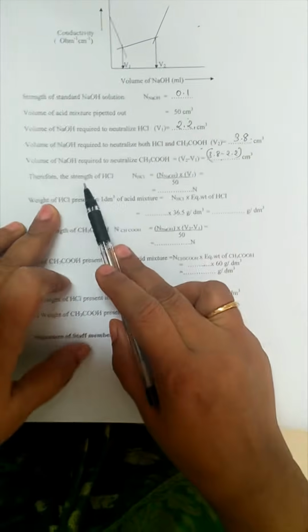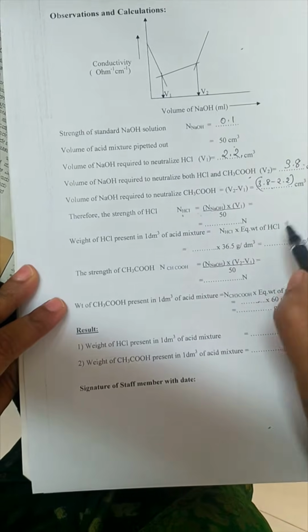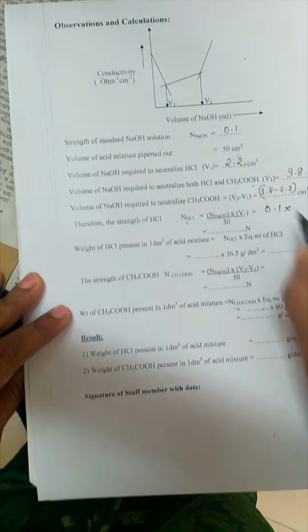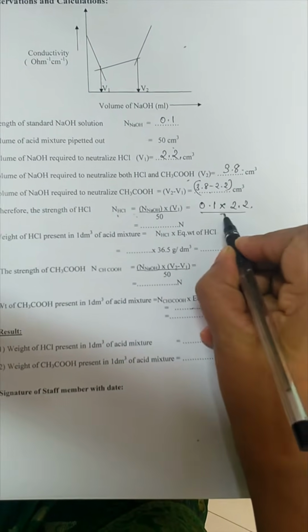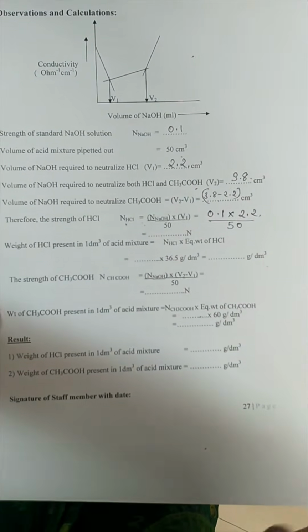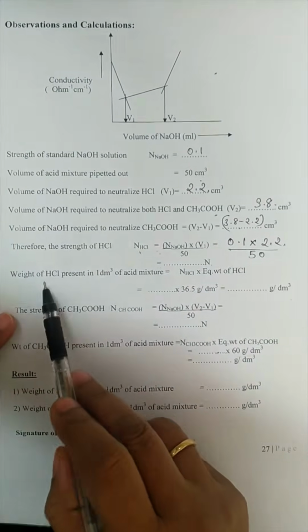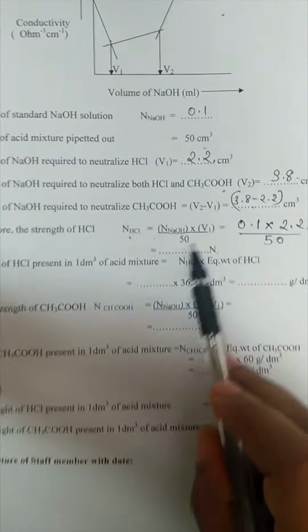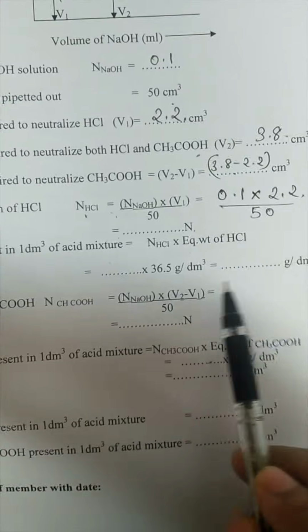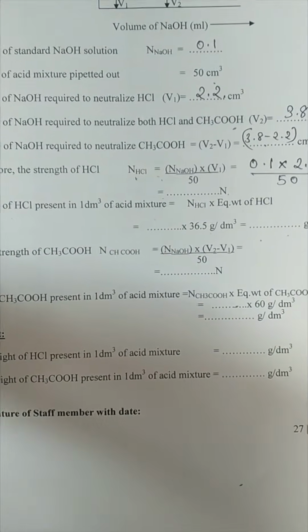Now we have to find out the strength of HCl. The normality of HCl is equal to the normality of NaOH, which we know is 0.1, into V1, which we get from the graph as 2.2, divided by the volume of acid mixture you have taken. If you calculate that, we will get the normality of HCl. The weight of HCl present in this acid mixture we can find out by multiplying the normality you get with the equivalent weight of HCl. The equivalent weight of HCl is 36.5, and if you do the calculation we will get the answer.